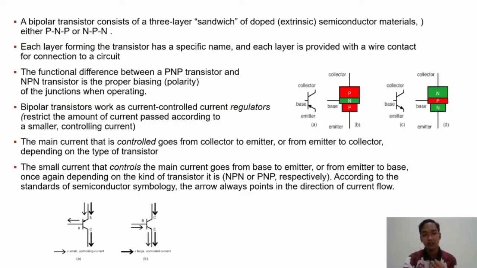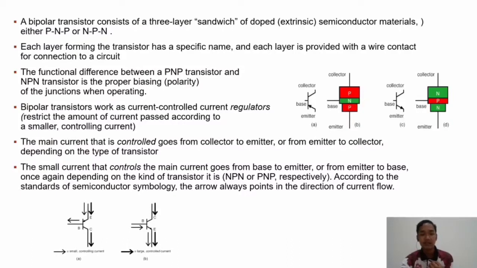A bipolar transistor works as a current control regulator, which restricts the amount of current passed according to a smaller control current. The main current being controlled goes from collector to emitter or from emitter to collector, depending on the type of transistor. The small current that controls the main current goes from base to emitter or from emitter to base, depending on the kind of transistor, which is NPN or PNP.